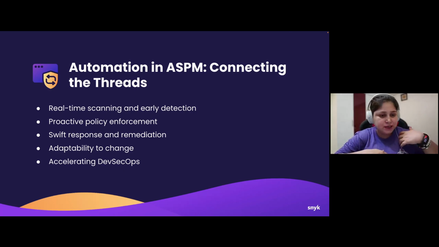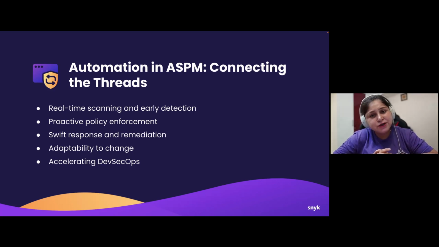Now we also have proactive policy enforcement, and this is more around integrating with the configuration enforcement tools, which will automate the application security policies and configuration consistently across all the organized environments that we have. Then we have swift response and remediation.